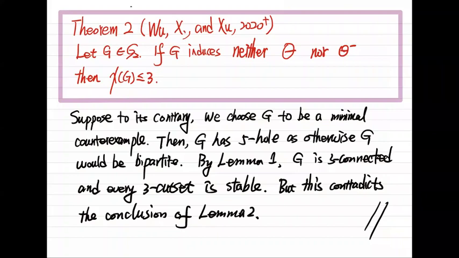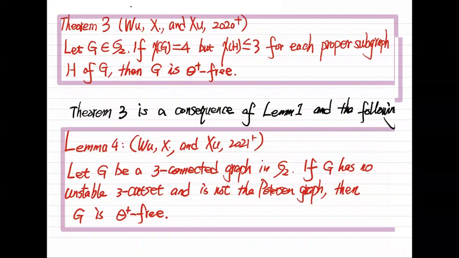Our proof of Theorem 3 is quite similar to the proof of Theorem 2, but a little more complicated, with much more structural analysis. We also prove a structural lemma for Theorem 3. Suppose that G in G2 is a 3-connected graph that has no unstable 3-cut set, and it is not a Petersen graph. It's 3-connected, and every 3-cut set is stable. It's not the Petersen graph. Then we can show that G is S_{11} plus three.